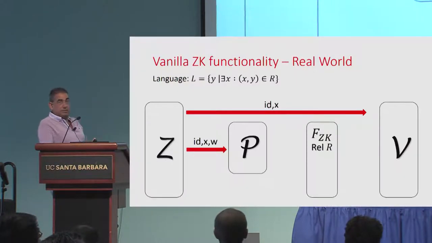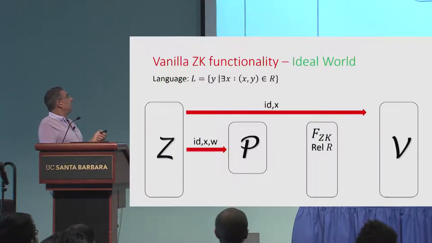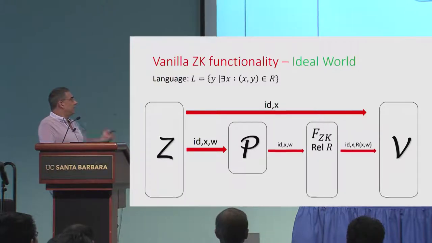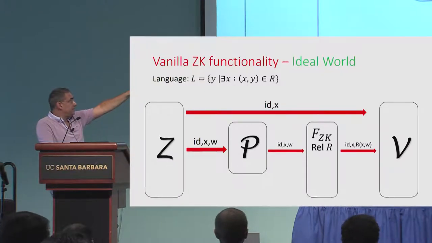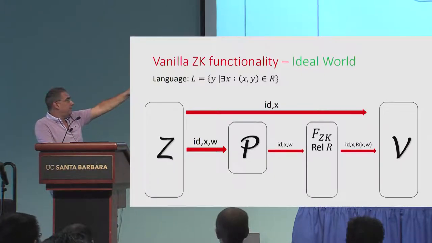In the ideal model, there is no protocol. Instead, the prover and the verifier interact with a zero knowledge ideal functionality, which works like that. First, the prover gives the X and W to the functionality. The functionality records X and W, and just gives out to the verifier the X and the one bit answer. And that's it.